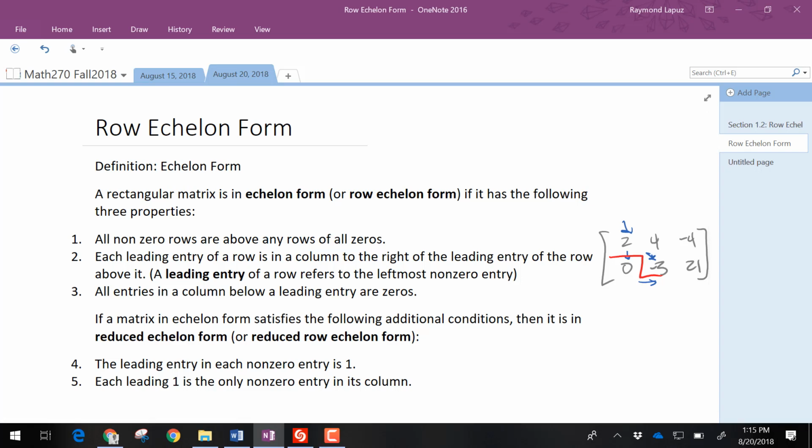Now, if you satisfy those three things, and then you have two other conditions, where the leading entry in each non-zero row is 1, and each leading 1 is the only non-zero entry in its column. Does that work for what we have? No, right? We have an issue already with number four. The leading entry in each non-zero row should be one, but the leading entry in our first row is two. So let's do an elementary row operation.